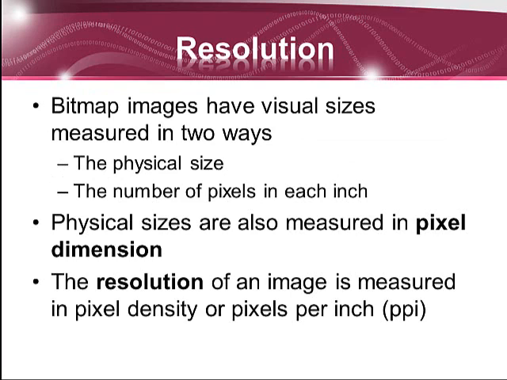Bitmapped images have two visual sizes: the physical size, such as a photograph printed on a 4x6 inch image, and the number of pixels in each inch. Sizes are also measured in pixel dimensions, which is the number of pixels in a row and column of a raster grid. The resolution of an image is measured in pixel density, or pixels per inch, PPI.